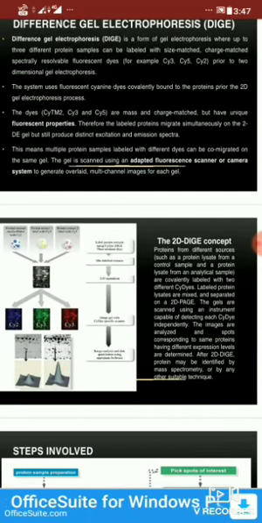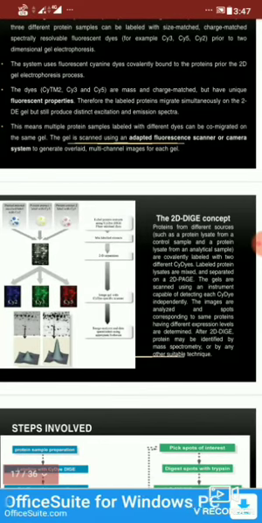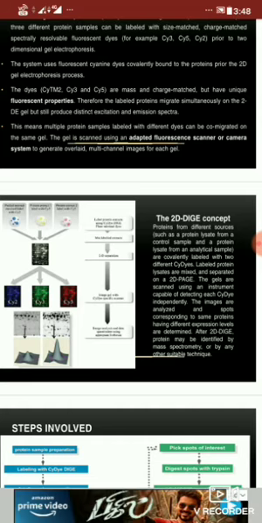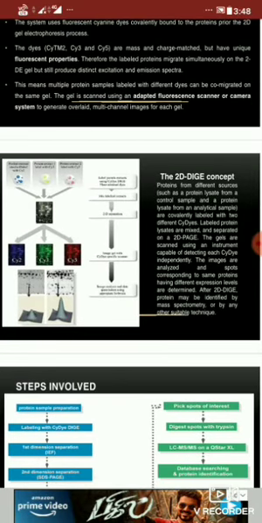But they have unique fluorescent properties. Therefore, the labeled proteins will migrate simultaneously on the 2D gel, but still they will produce distinct excitation and emission spectra. They will produce a different color. This means that multiple protein samples which are labeled with different dyes can be co-migrated on the same gel. So on the same gel they can be run, but at the same time they can be easily differentiated from each other based on the type of fluorescence they are emitting.